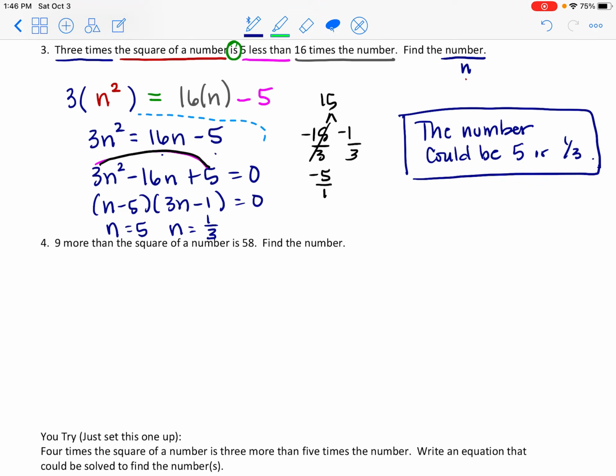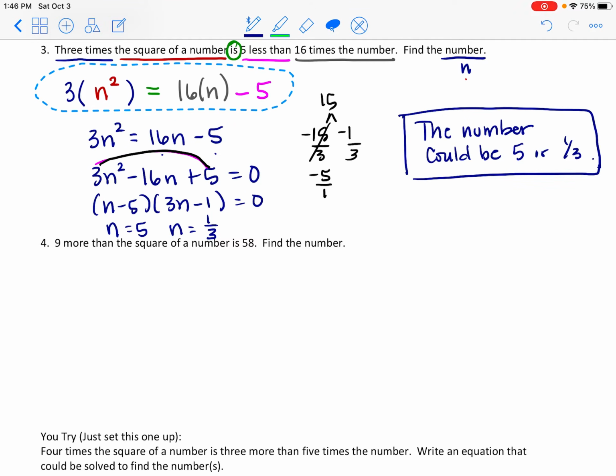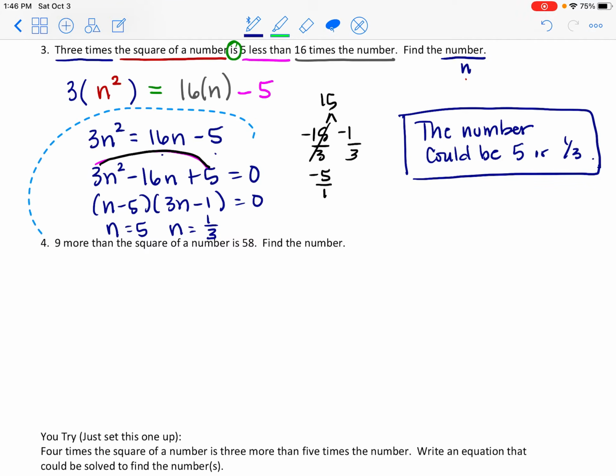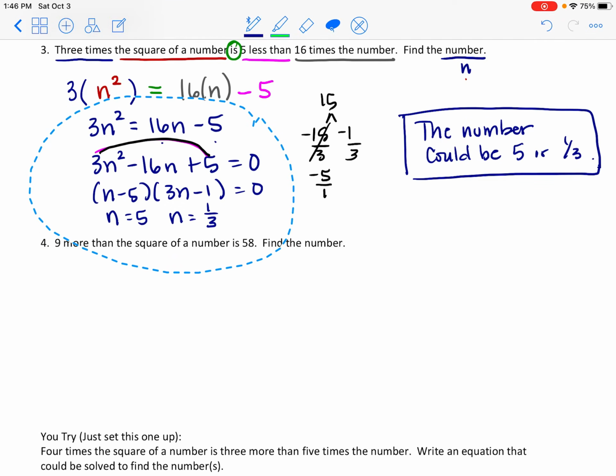I don't know. Maybe for me and my skewed math teacher perspective. Sorry, I just want to scoot this up a little bit. Okay, let's try another one. So 9 more than the square of a number is 58. We want to find the number. Okay, I'm going to call my number n, although you can call your number whatever you want.